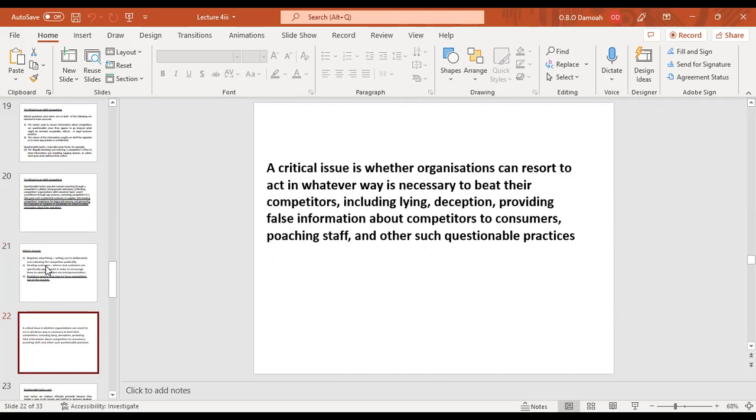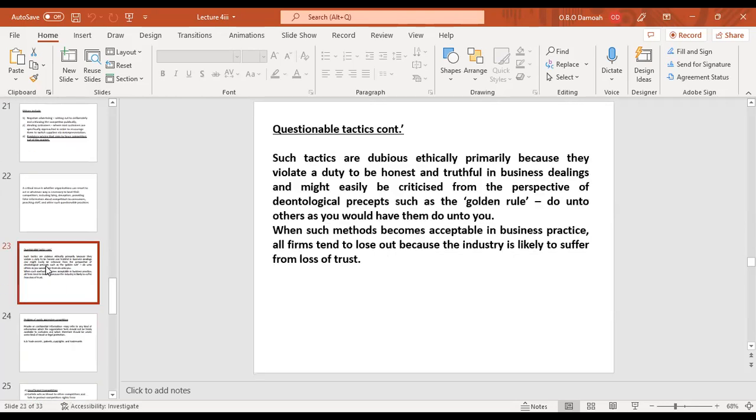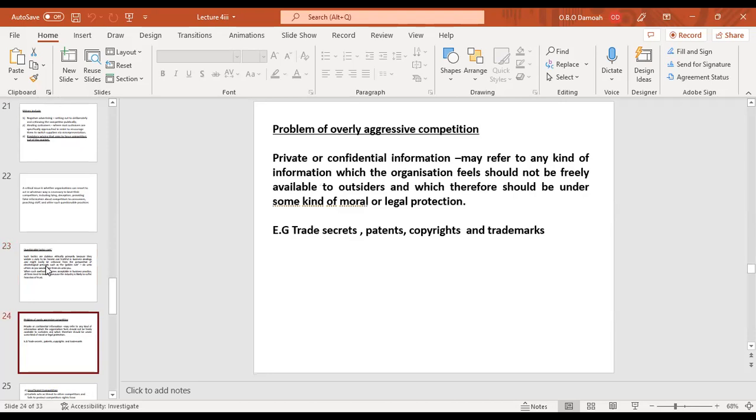She said a critical issue is whether an organization can resort to acting in whatever way is necessary to beat their competitors, including lying, deception, providing false information about competitors to customers, poaching staff, and other such questionable practices, which are all considered not acceptable. Okay, so it goes on and on. These are areas where, if you finish your master's degree and your companies are doing this, please caution them.